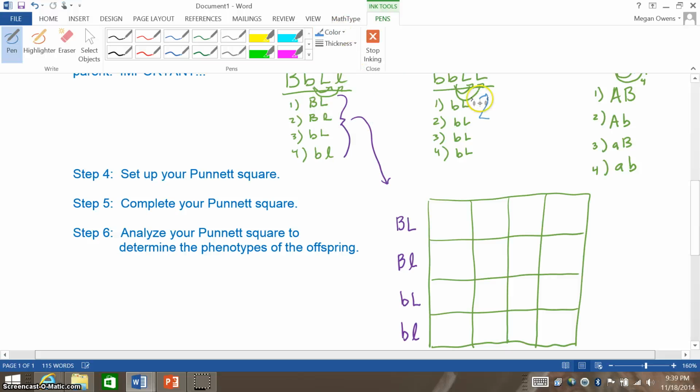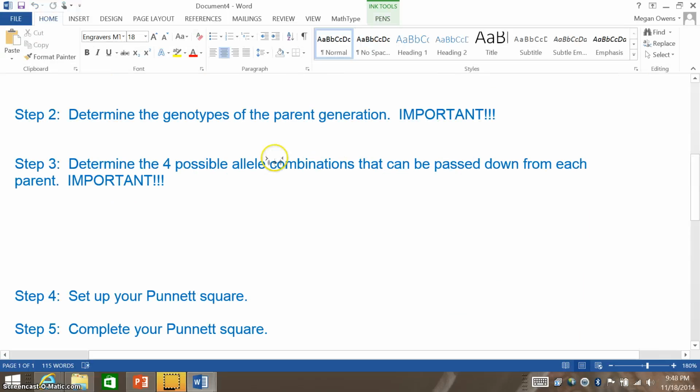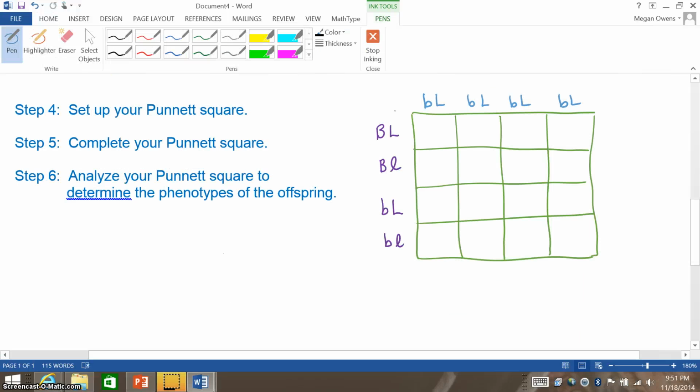Next, I take the alleles from the other parent and put them across the top. Little b, big L, little b, big L, little b, big L, little b, big L. Not to worry, kids, your eyes aren't playing tricks on you. We had some technical difficulties, so I had to redraw the Punnett square. But after you set up the Punnett square, putting the alleles from each parent down the side and the top, you then complete your Punnett square by filling in each box.